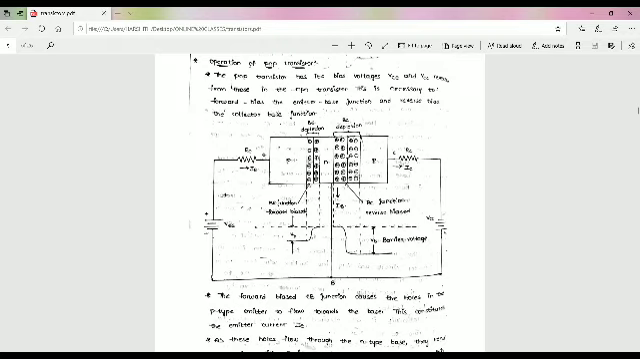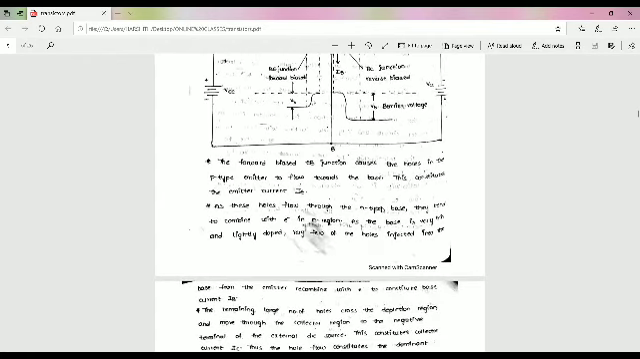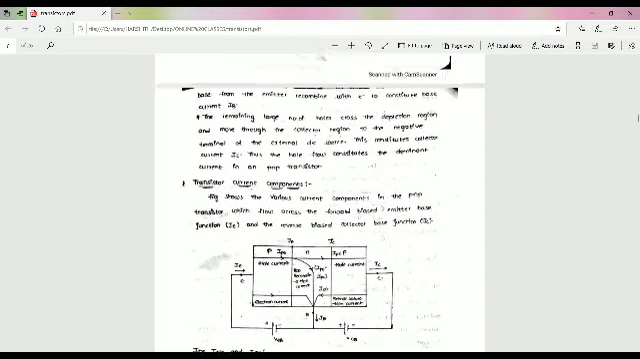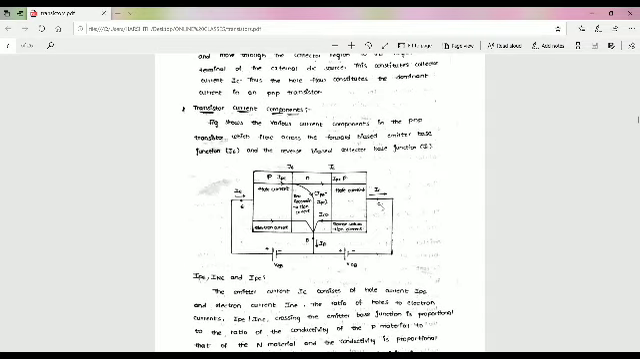Okay, this constitutes the collector current IC. Thus the whole flow constitutes the dominant current in the PNP transistor. Okay, this is the PNP transistor operation. And next one, transistor current components. Okay, first of all, what are the currents in transistors? IE current, IB current and IC current. IE current means emitter current, IB current means base current and IC current is collector current.